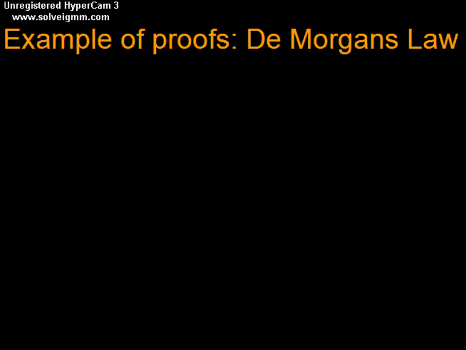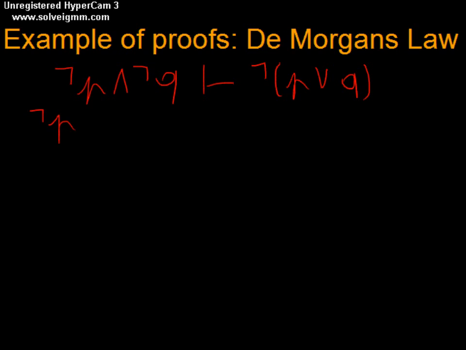As another example of a proof, let me prove de Morgan's law, or one of de Morgan's laws. It says that from not P and not Q, I can always infer not (P or Q). Now from not P and not Q, I can of course always infer not P. And from not P, I can infer that P implies Q. Indeed, this was just the negation elimination.